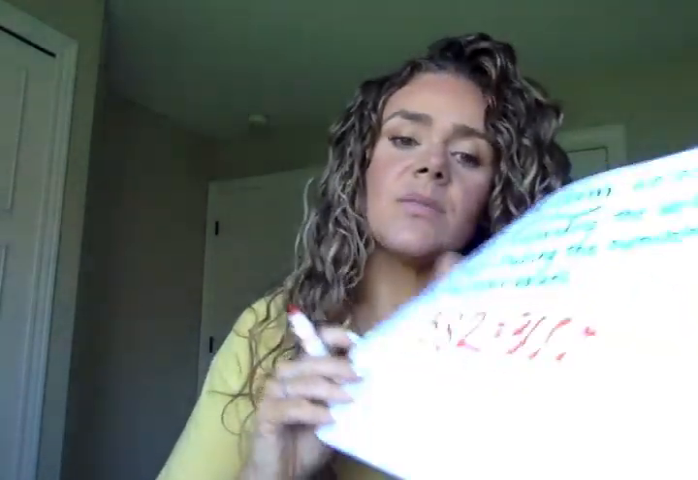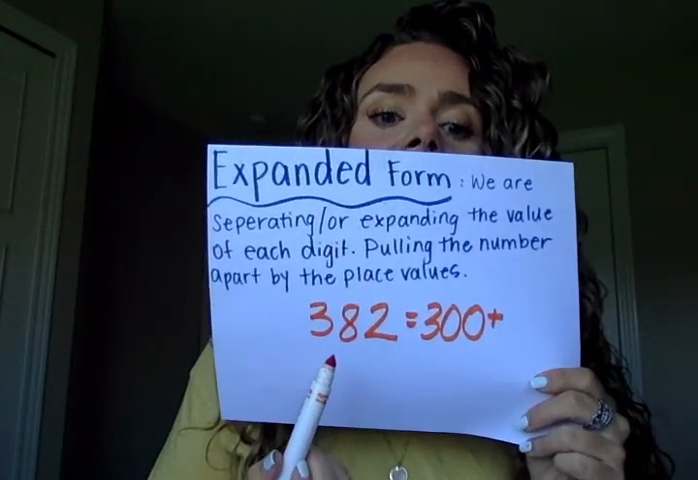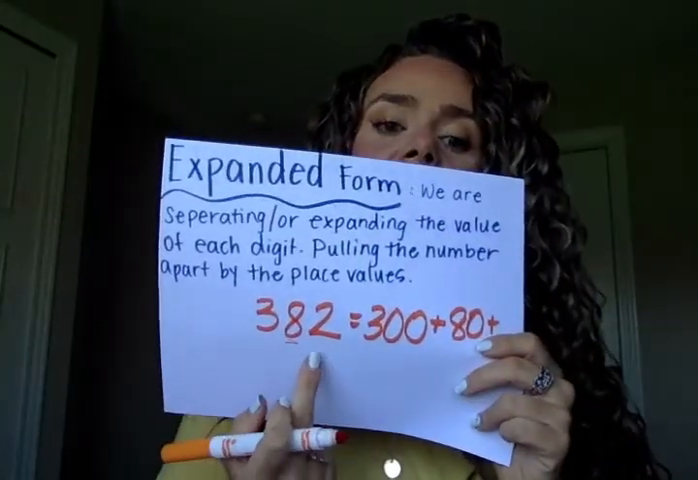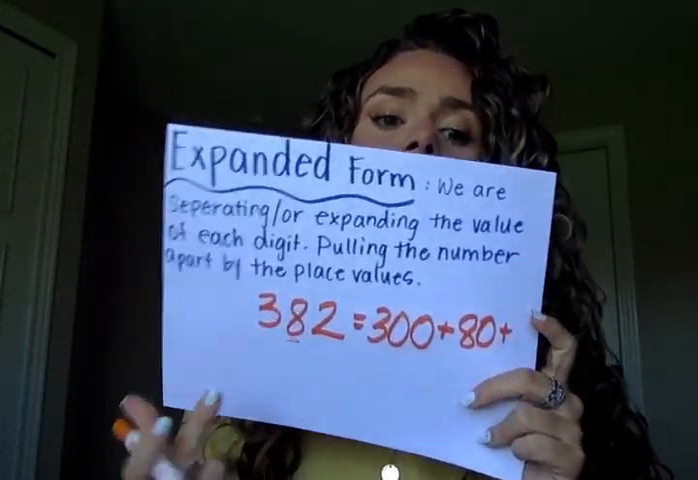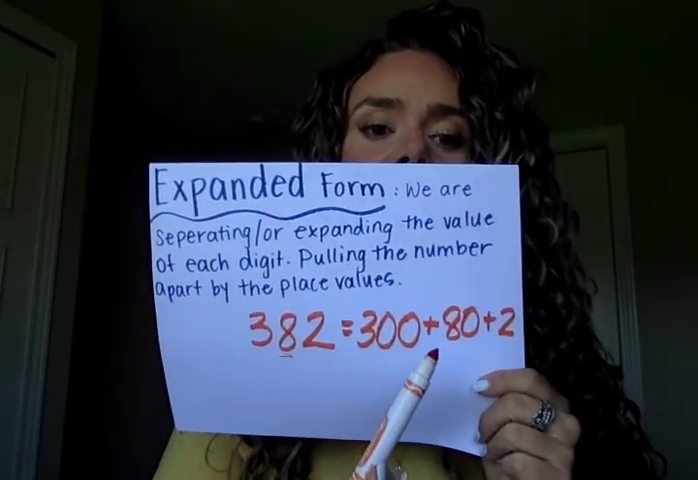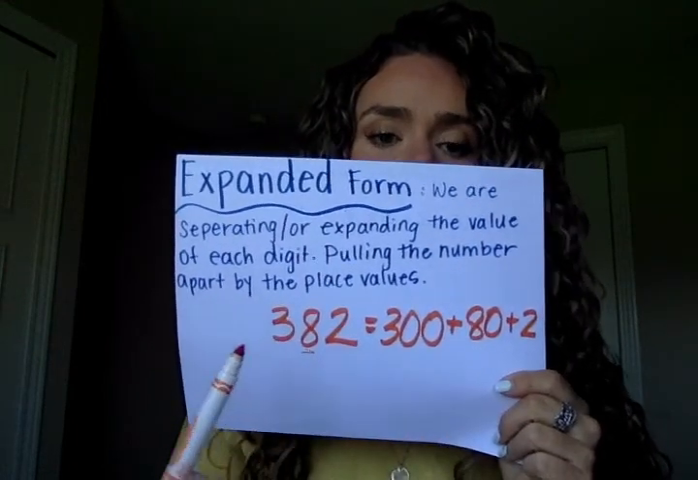plus, let's look at the next place. What is this digit? Those are 8 whats. Those are 8 tens. So 80 plus, last but not least, that last value is a 2. 2 whats? 2 ones. So 382 is the same as 300 plus 80 plus 2, right? That's an example of expanded form.